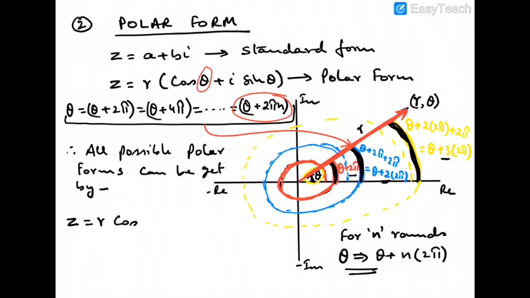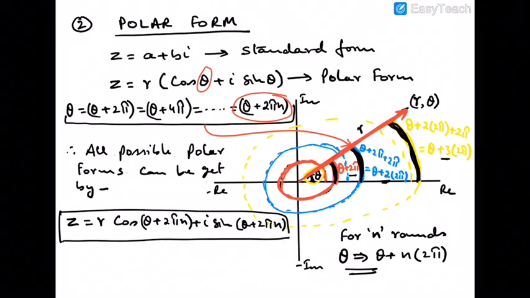So we will get z is equal to r (cos(theta plus 2 pi n) plus i sin(theta plus 2 pi n)) for n is equal to 0, plus minus 1, plus minus 2, plus minus 3, etc.